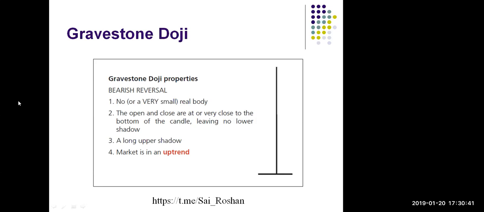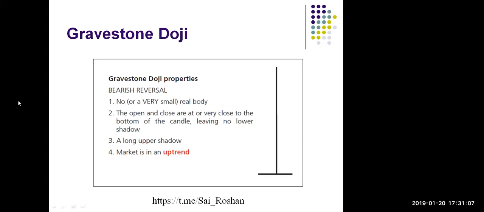Now, this is called a gravestone doji. What is the other one? Not the shooting star, you will find it at the bottom. So this doji indicates a bearish reversal when the market is in an uptrend. It is similar to your shooting star, only the real body is not there.